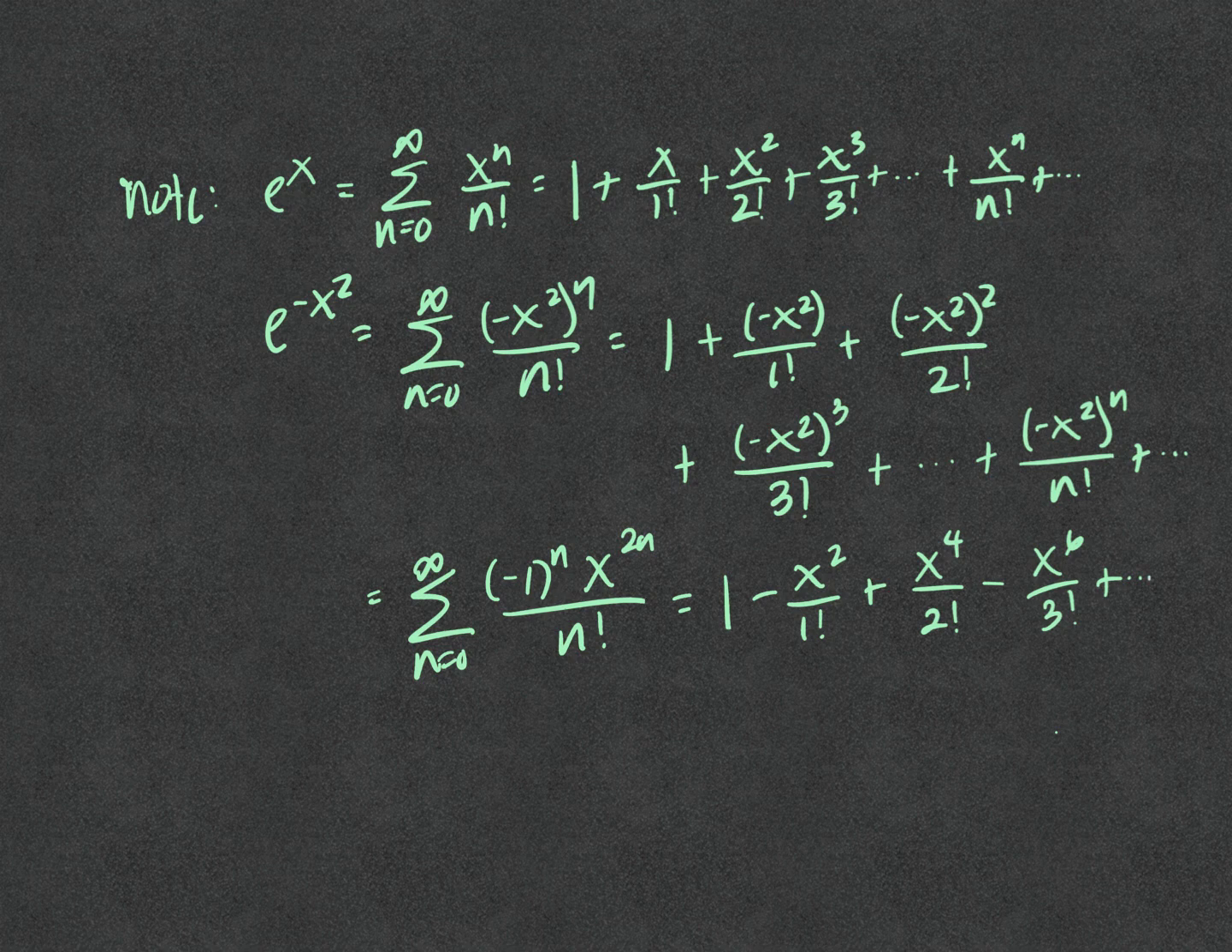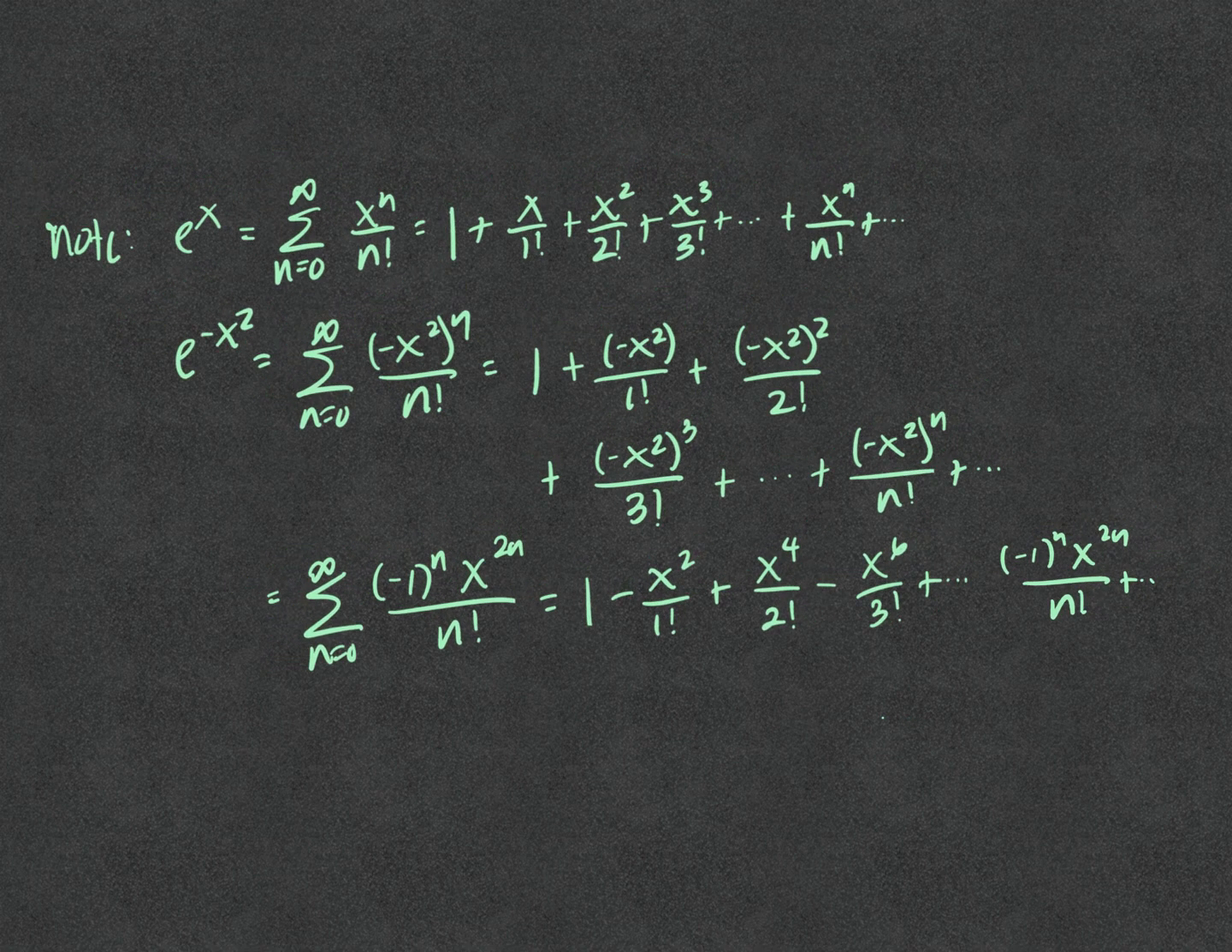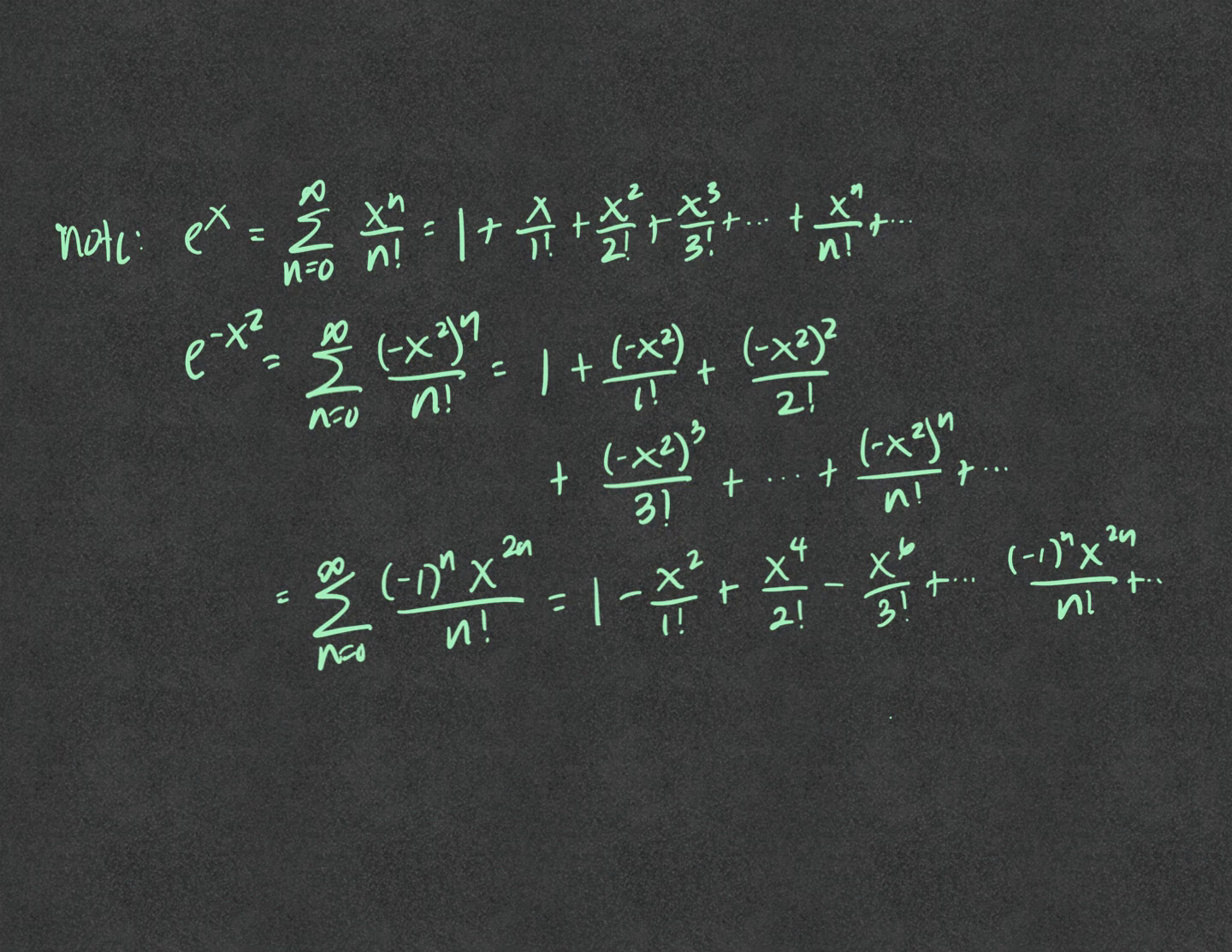Let's go ahead and pull this over. It keeps bouncing on me. This would be negative 1 to the n, x to the 2n over n factorial plus dot, dot, dot. So when we want to integrate e to the negative x squared, maybe I should have zoomed that a little bit differently. This is e to the negative x squared. If we're going to integrate both sides, dx, the integral of this with respect to x equals the integral here with respect to x.